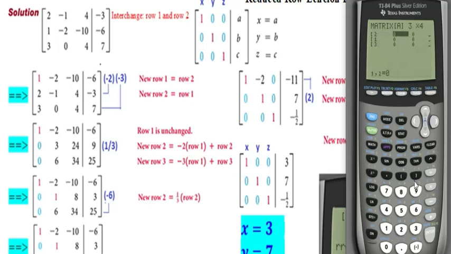For y we have minus 1, minus 2, 0. For z, we have 4, minus 10, 4. Augmented with minus 3, minus 6, 7.